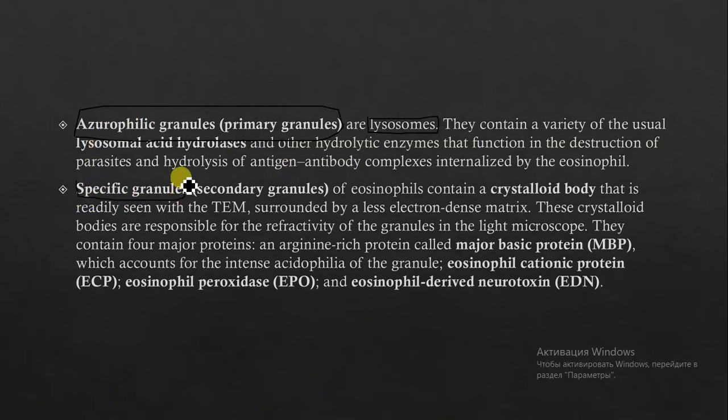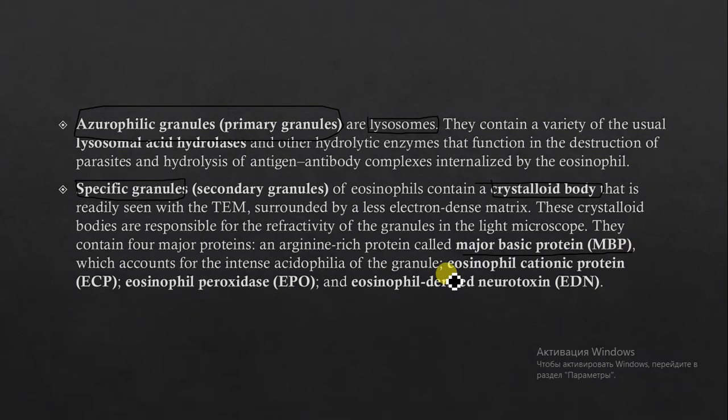Specific granules are also known as secondary granules. They contain a crystalloid body that is readily seen with the transmission electron microscope, surrounded by a less electron-dense matrix. These crystalloid bodies are responsible for the refractivity of the granules in the light microscope, which gives us this color. They contain four major proteins. The arginine-rich protein called major basic protein, which accounts for the intense acidophilia of the granule. So just because of this MBP, they are eosinophilic.